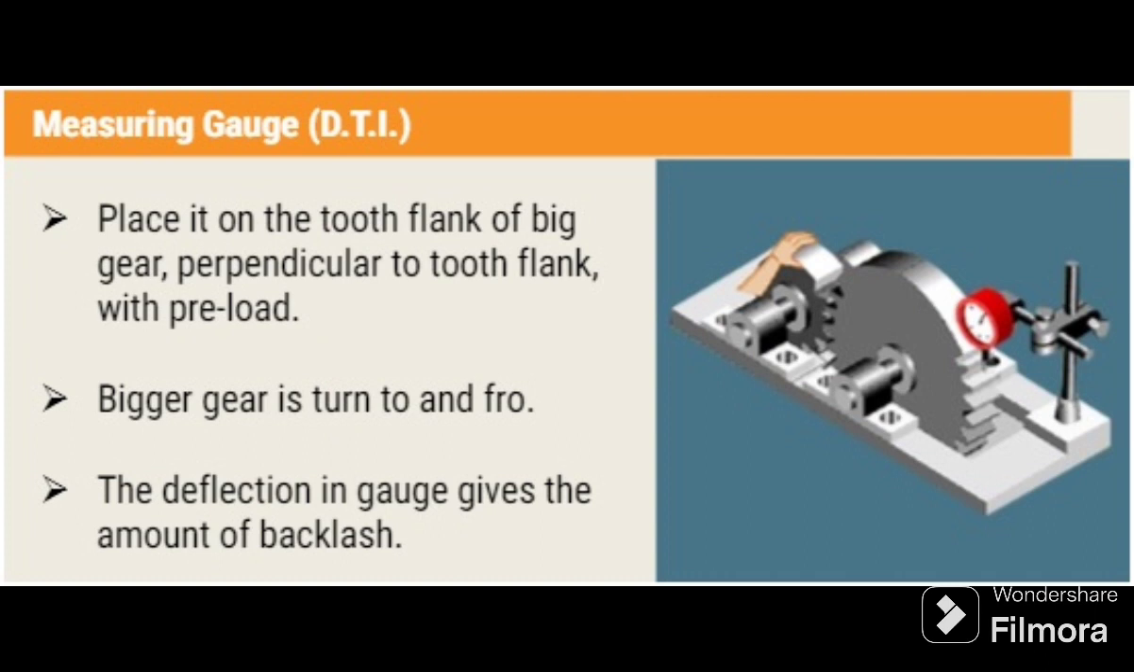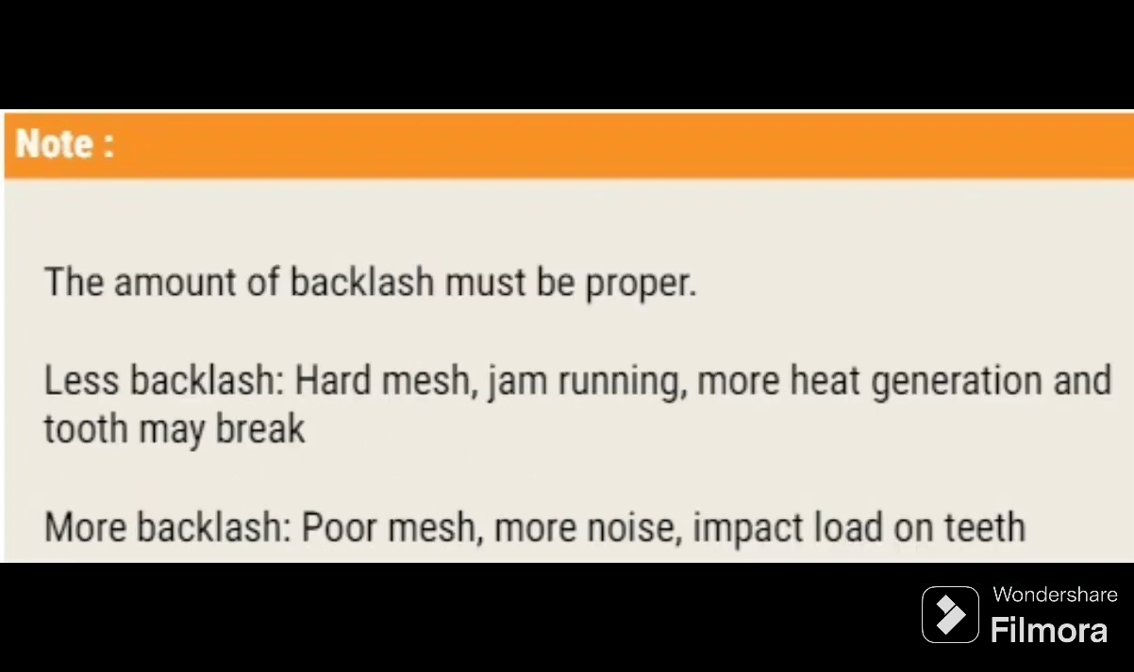Pinion is locked. Pointer of measuring gauge or DTI is placed on the tooth flank of big gear, perpendicular to tooth flank with preload. Bigger gear is turned to and fro. The deflection in gauge gives the amount of backlash. It is to be noted that the amount of backlash must be proper. In case of less backlash, there will be hard mesh, jam running, more heat generation, and tooth may break. In case of more backlash, there will be poor mesh, more noise, impact load on teeth.